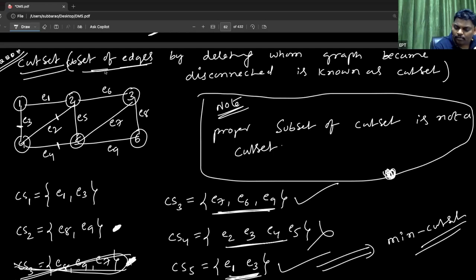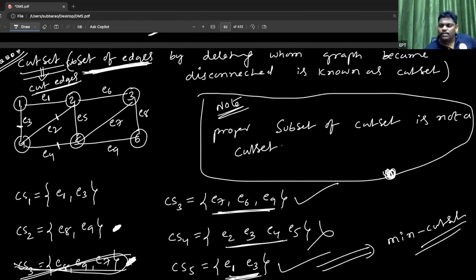Because a cut set is made of edges, this is also called cut edges. Cut edges, because it is a subset of edges. Not cut edge, cut edges. In a similar way, for cut vertex, cut vertices may be a group. Cut vertices means a group of vertices by deleting which the graph becomes disconnected. That may be a similar story. Cut set, see here edges are there, so this is also called cut edges.